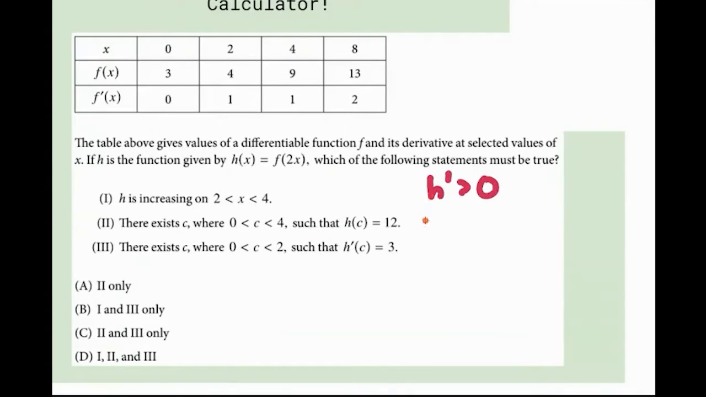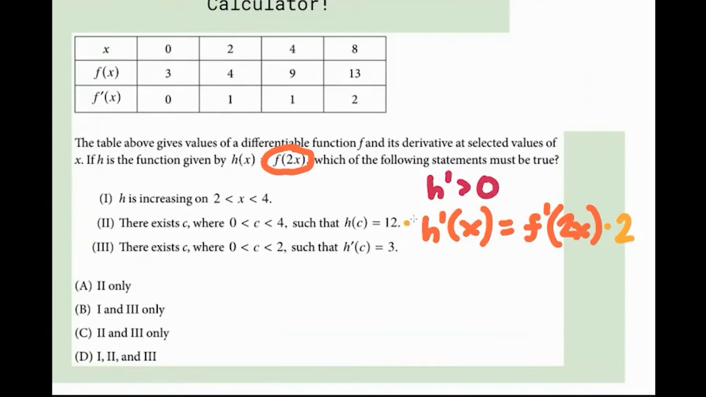You don't need it for this problem necessarily, but I'm actually going to find h prime of x really quick. It's the derivative of f of 2x, so it's going to be f prime of 2x. We're just using chain rule here. That's the derivative of the outside layer, f prime, times the derivative of the inner layer, which is 2. So that's what h prime is. Now, we don't actually know what's going on between 2 and 4. We know what's going on at 2 and at 4, but we don't know what's going on in between.